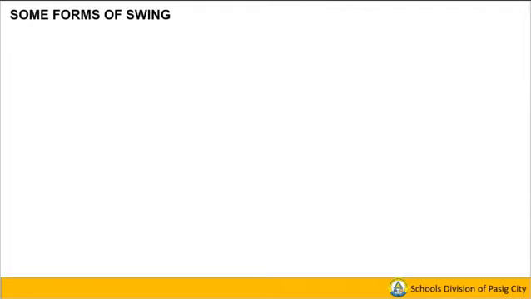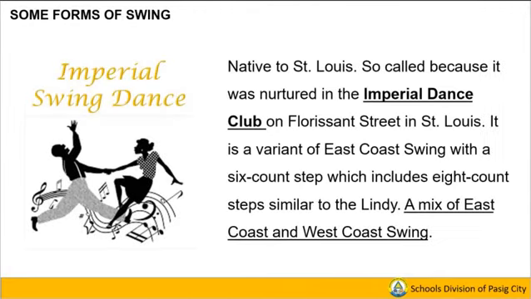Another form of swing dance is Imperial Swing Dance. Native to St. Louis, so called because it was nurtured in the Imperial Dance Club on Florissant Street in St. Louis. It is a variant of East Coast swing with a 6-count step which includes 8-count steps similar to the Lindy. A mix of East Coast and West Coast swing.